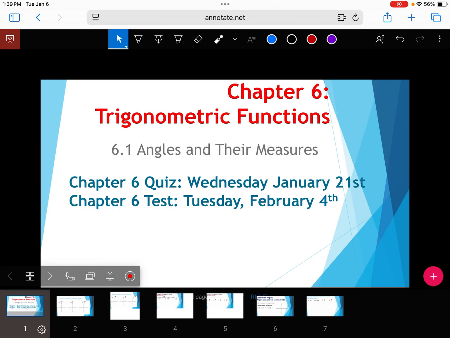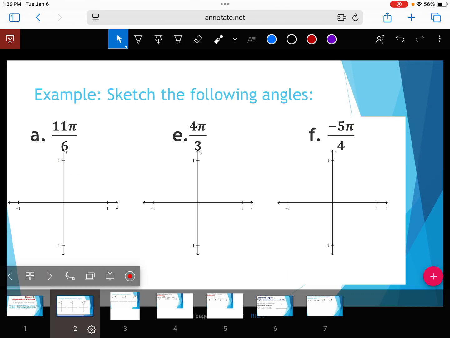Okay, so we left off here. So the way I think of this, fractions are hard for adults and children and everybody. So the easiest way, in my opinion, to determine where your angle, your terminal side, is going to fall is to count by whatever half of your denominator is.